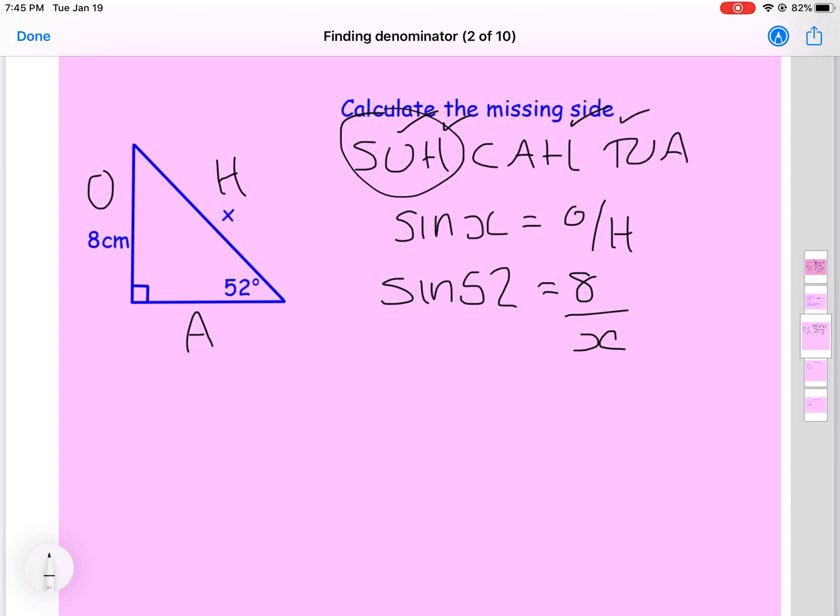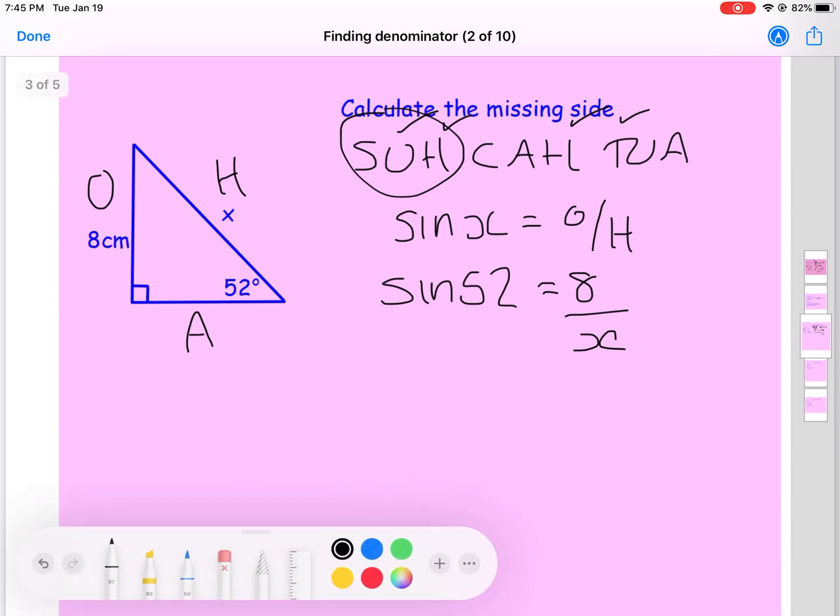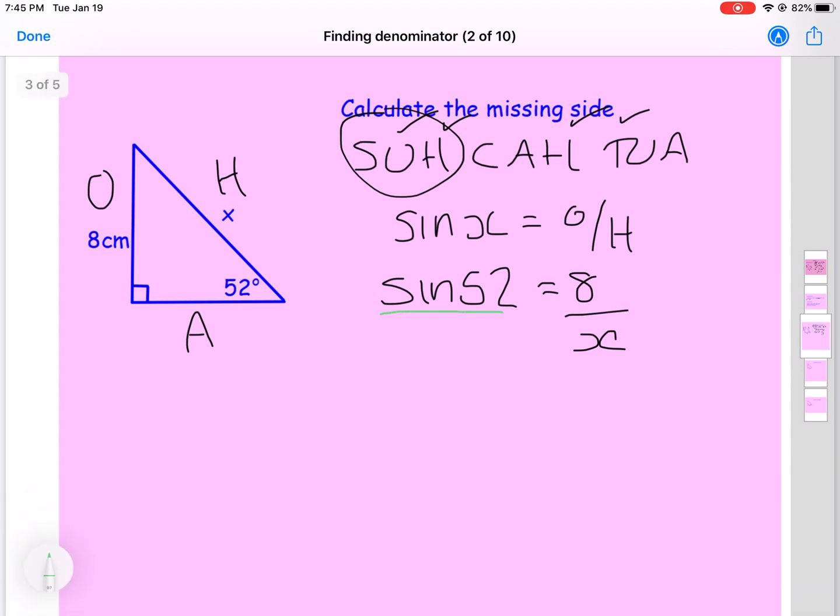Okay. Now the best way to think about this is to think about the fact that the sine 52 is on top of a 1. All a fraction means is the top thing divided by the bottom thing. So any whole number, any whole term, if we put it over 1, we can create a fraction from that. So sine 52 over 1 is equal to 8 over x.